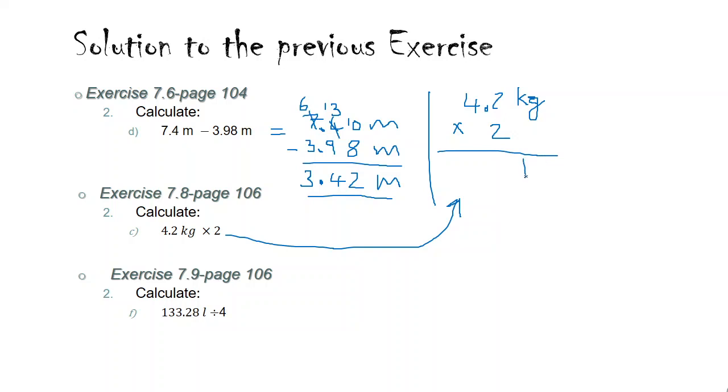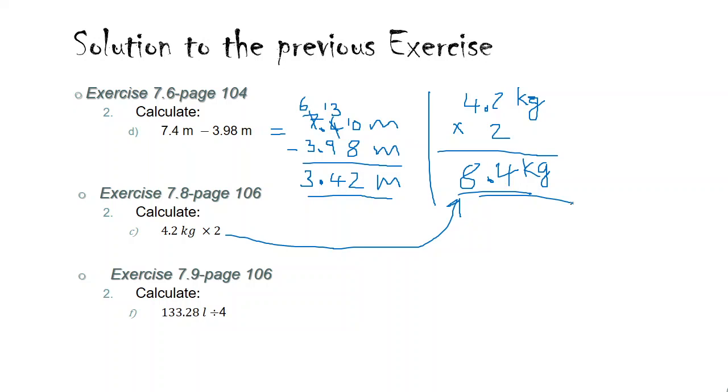The units, you should always bring them down. Then you say 2 multiplied by 2 is 4. From there you can bring down the units. Then 4 multiplied by 2 is 8. That means we are getting 4.8 kilograms.